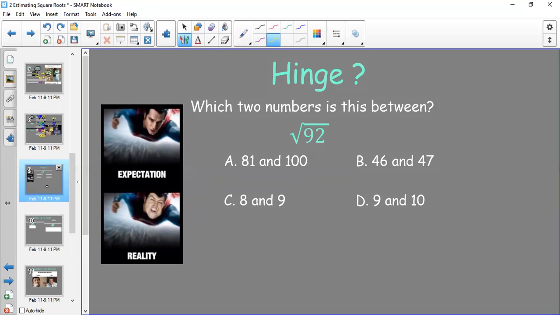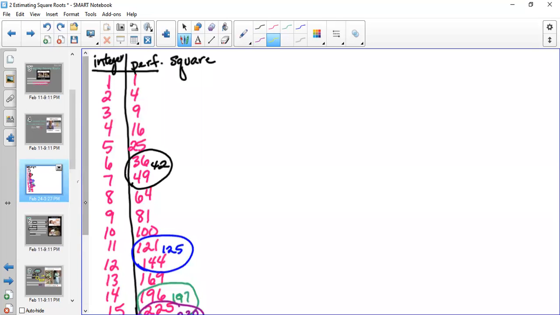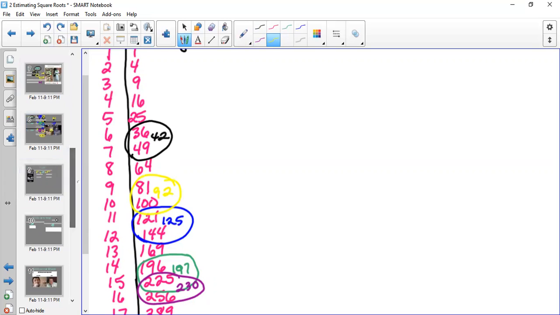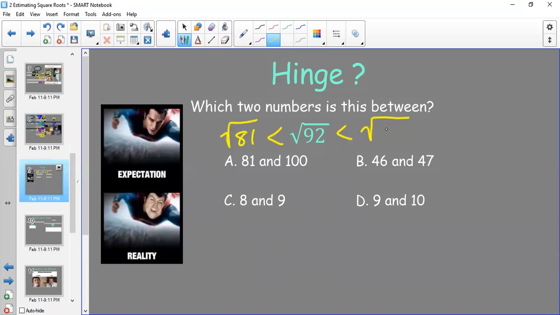All right, so let's see how you did. So the two square roots that 92 is in between. Let's go to our list. 92 is between 81 and 100. So the square root of 81 and the square root of 100. Now, hopefully you guys did not fall for the distractor, which is 81 and 100, because it wants to know the two numbers or the two integers. We have to square root those yet. So it is actually between 9 and 10. You should have gotten D on this one.